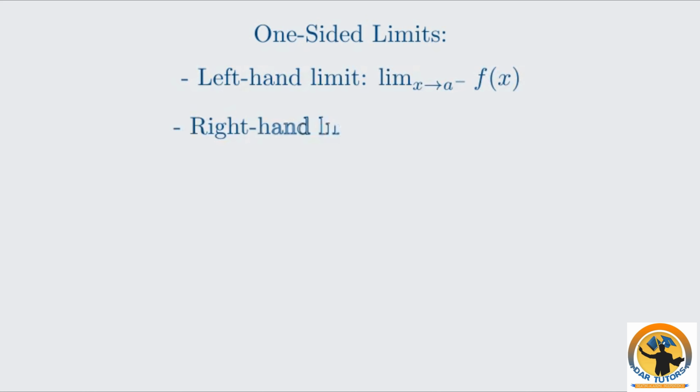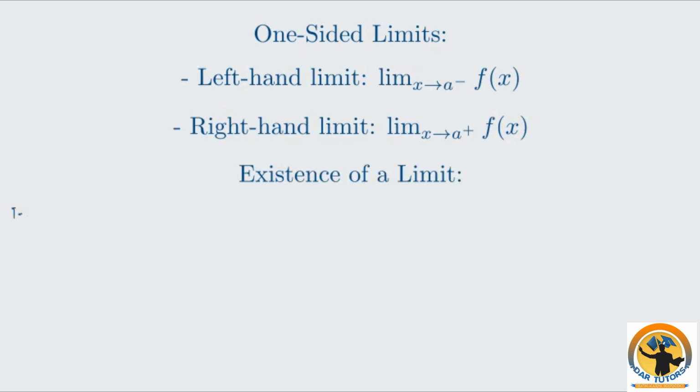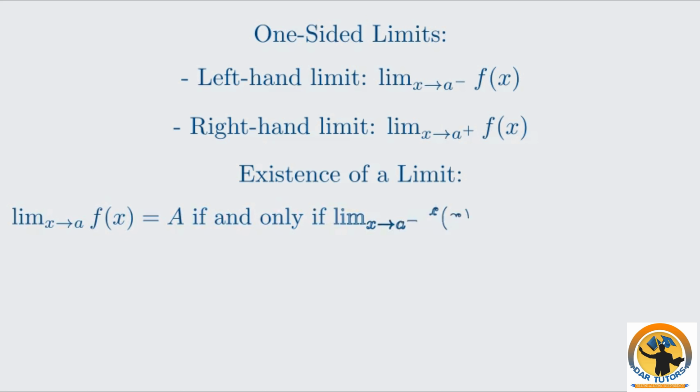So far, we've considered the limit as x approaches a from both sides. We can also define one-sided limits. The limit as x approaches a from the left is written with a superscript minus, and the limit as x approaches a from the right is written with a superscript plus. The formal condition for a two-sided limit to exist is that the left-hand limit and the right-hand limit must both exist and be equal to the same finite value, a. If this condition is met, we say the function converges to a.